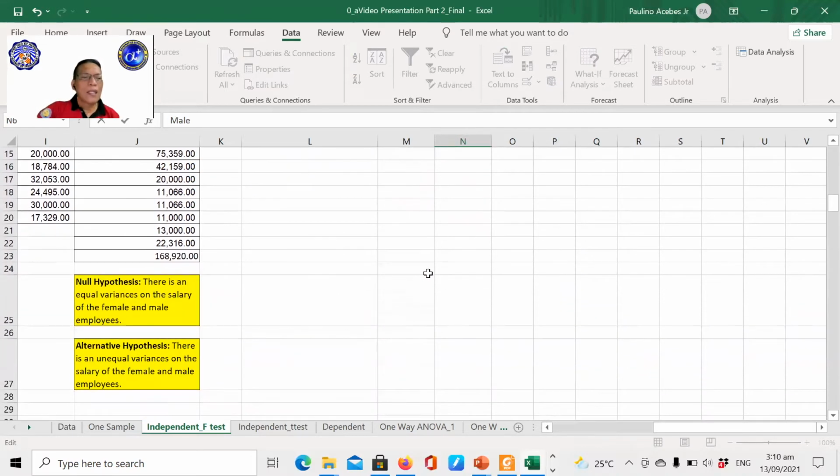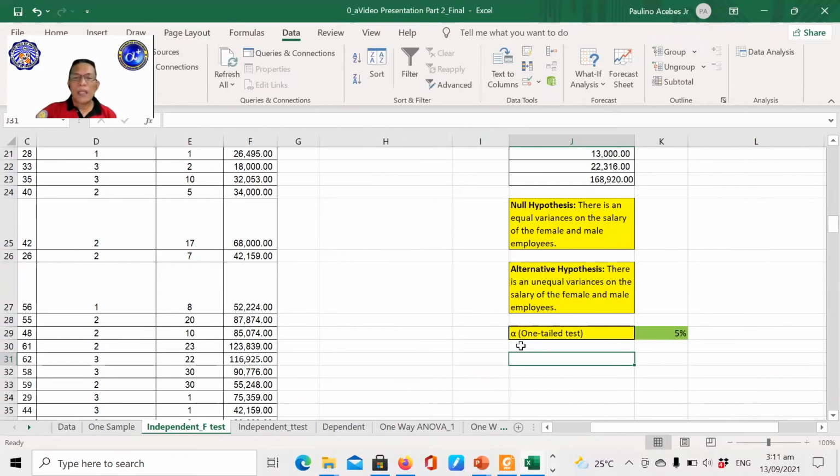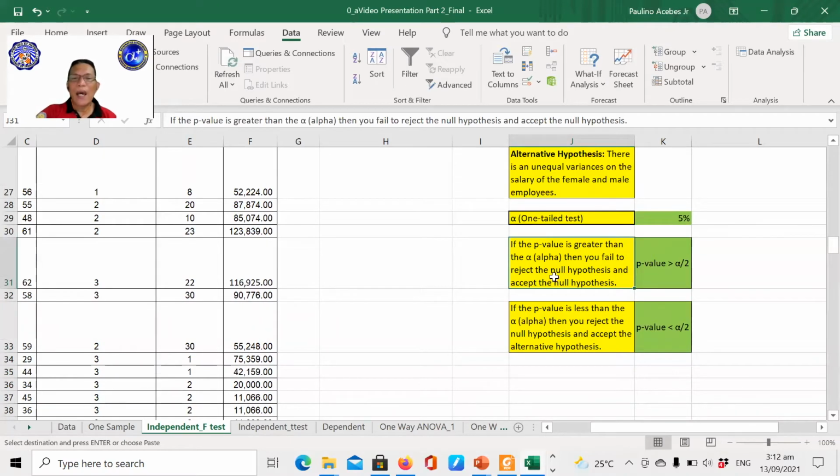The test here is for the variances. We only have a one-tail test, so we let alpha be equal to 5%. If the p-value is greater than the alpha, then you fail to reject the null hypothesis and accept the null hypothesis. If the p-value is less than alpha, then you reject the null hypothesis and accept the alternative hypothesis. Now let us check: if the p-value is greater than the alpha, then you fail to reject the null hypothesis. Of course, you accept the null hypothesis.